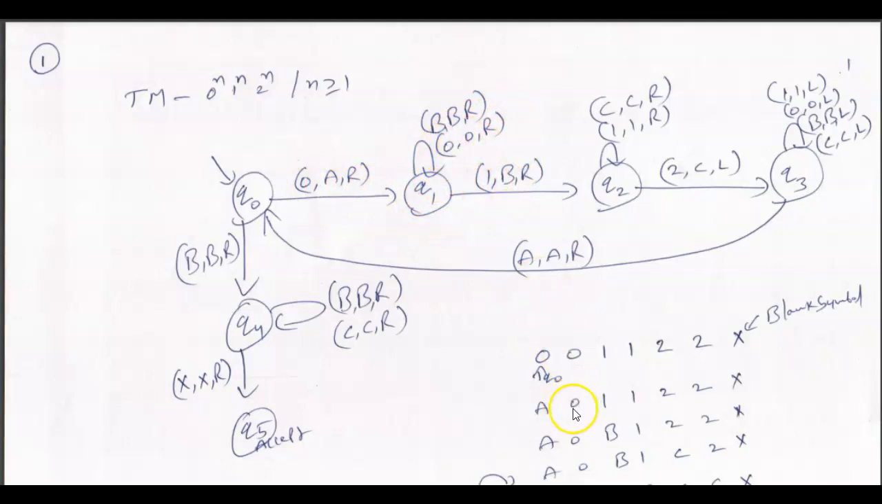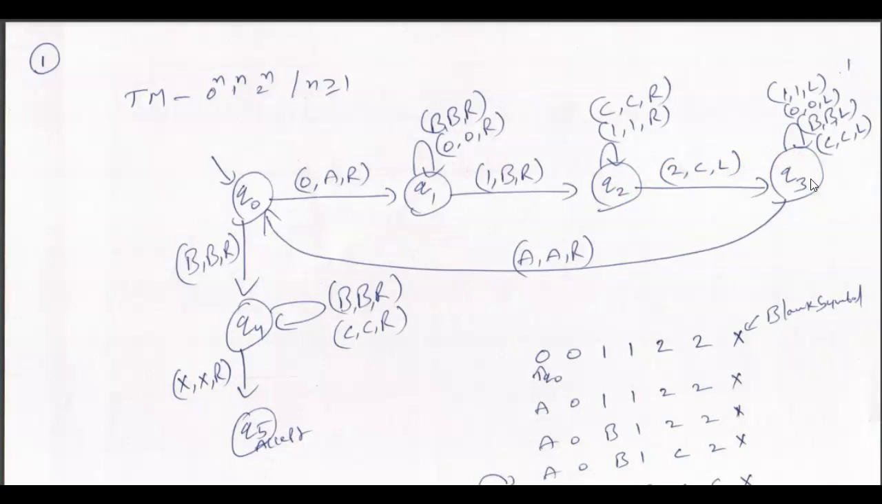Whatever zeros we encounter, we will just skip and move in the right direction. Q1's purpose is to process the 1. The 1 will be replaced with B, moving right. In Q2, whatever number of ones there are, we will skip over them, and Q2's purpose is to process 2. You got my point? By processing 2, we will reach Q3.